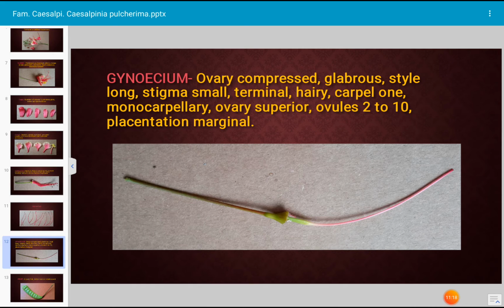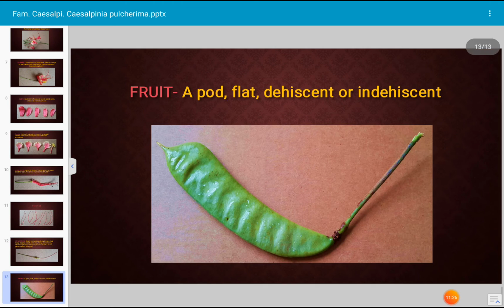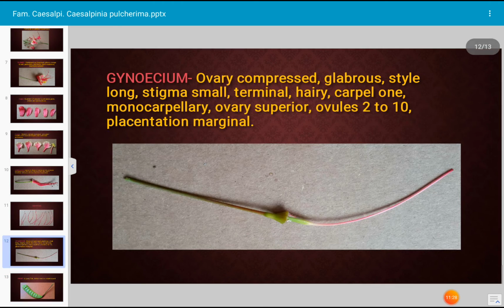If you take a section of the ovary, there is only one carpel. Hence, the ovary is described as monocarpellary. Mono means one. And the ovary is superior. Why is it called superior? Because all the floral units like calyx, corolla and androecium originate from the base of the ovary. Hence, the ovary is described as superior.